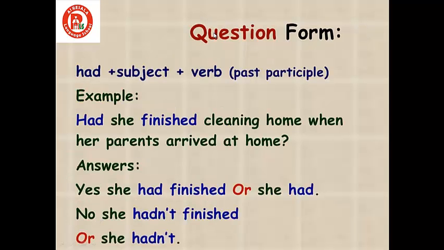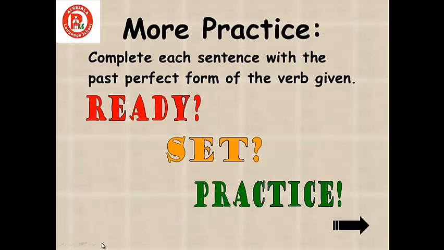Okay, let's see the question form. We said that we put had plus the subject plus the verb in the past participle. So had is always at the beginning. So, had she finished cleaning home when her parents arrived at school? The answer with yes, I'll say yes, she had finished, or yes, she had. With the negative, I say no, she hadn't finished, or no, she hadn't.